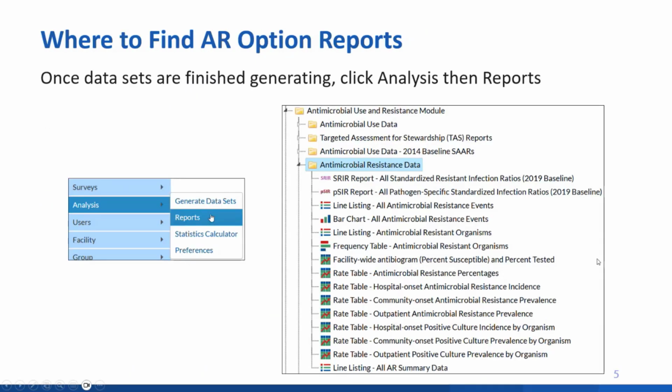Once your datasets are finished generating, click Analysis, then Reports on the left-hand navigation menu. To get to the AR reports, we want to go to the Antimicrobial Use and Resistance Module folder, then the Antimicrobial Resistance Data folder. Within the Antimicrobial Resistance Data folder, you can see the different analysis reports that are available, and we have quite a few.